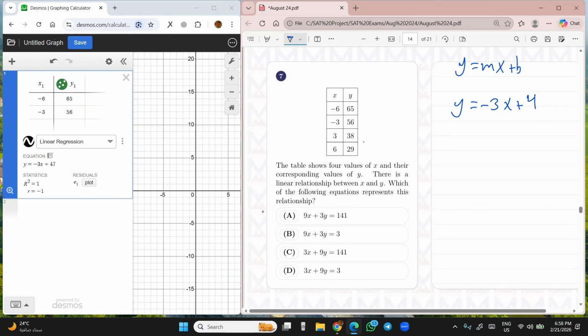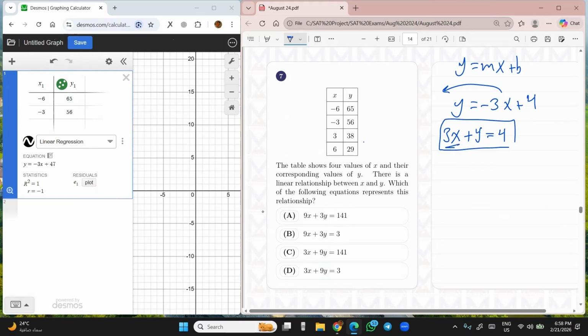So we can just move the 3x to the other side because we need them all to be in the standard form. Standard form is where the x and y are both on the left side before the equal sign, and after the equal sign we have only numbers. So we can do that by moving the negative 3x to the other side. We have 3x plus y is equal to 4, but still don't see this. But we see the multiples of them.